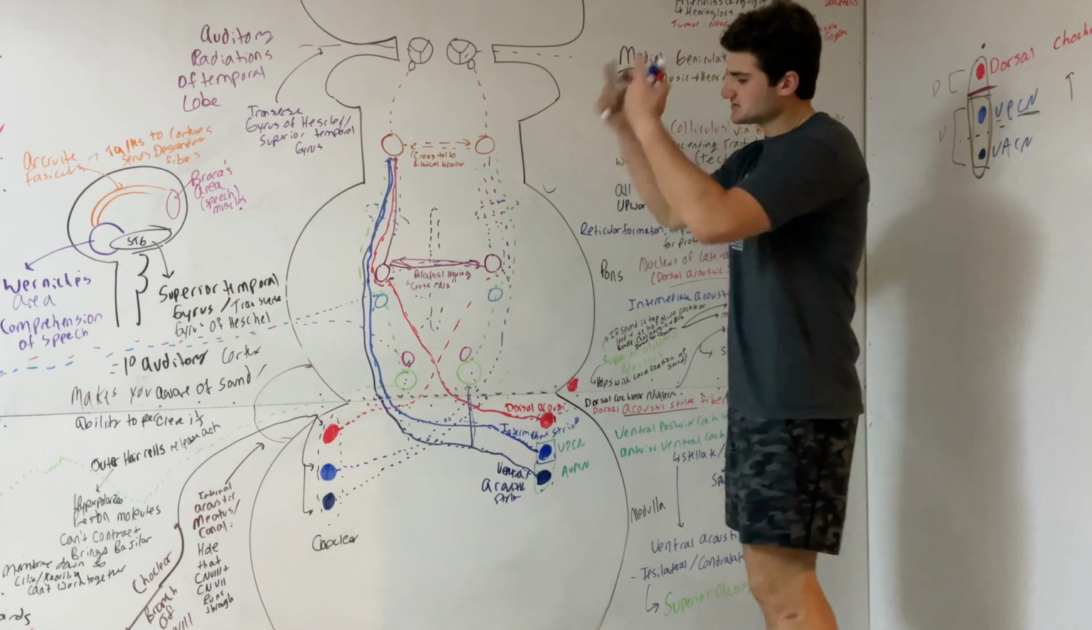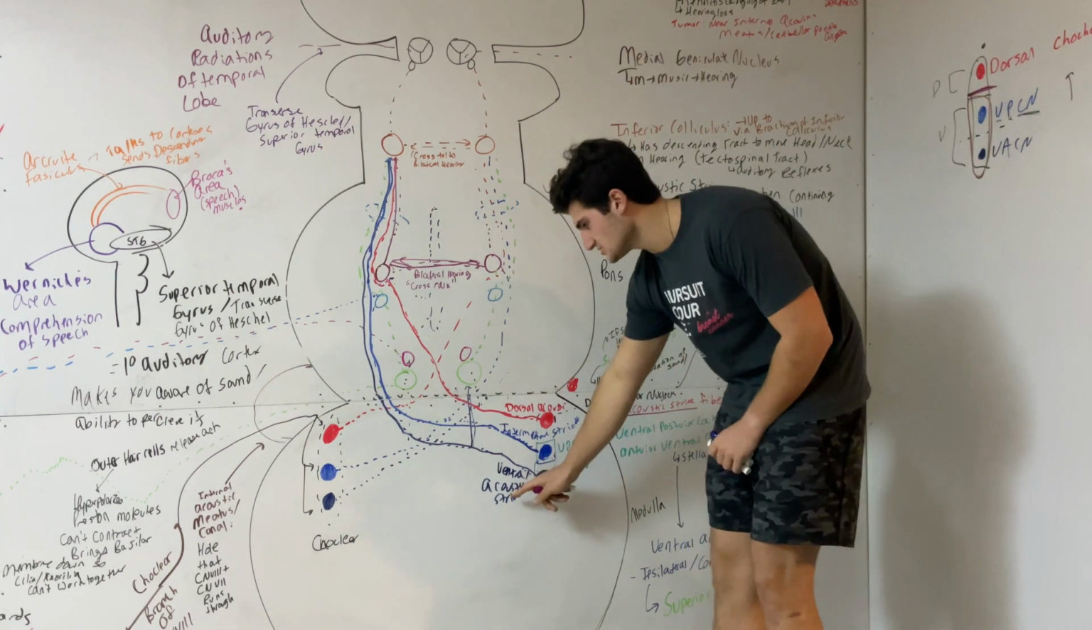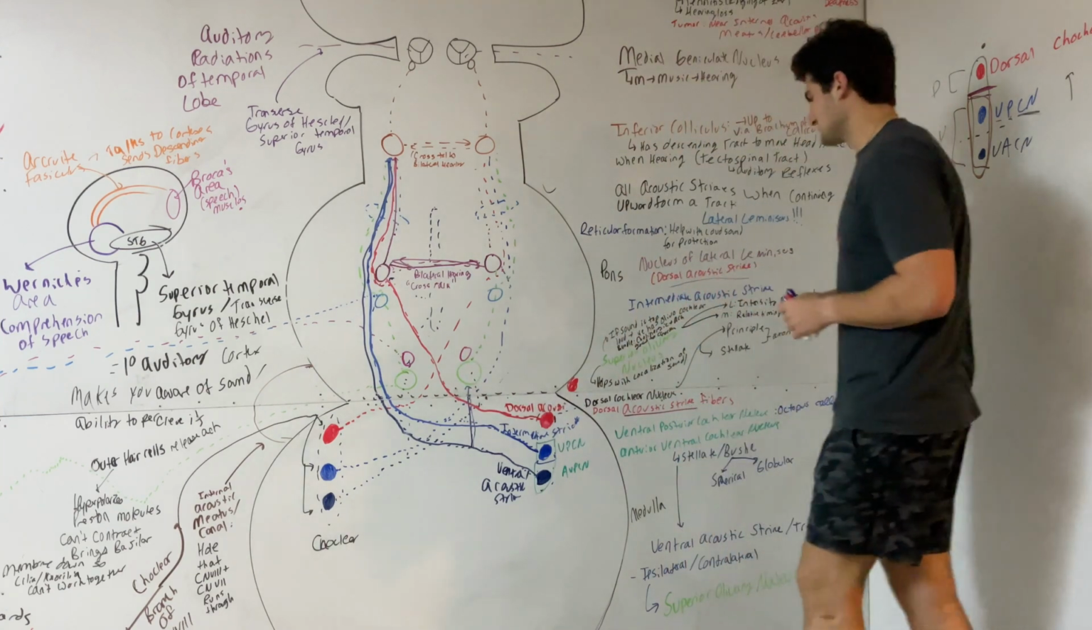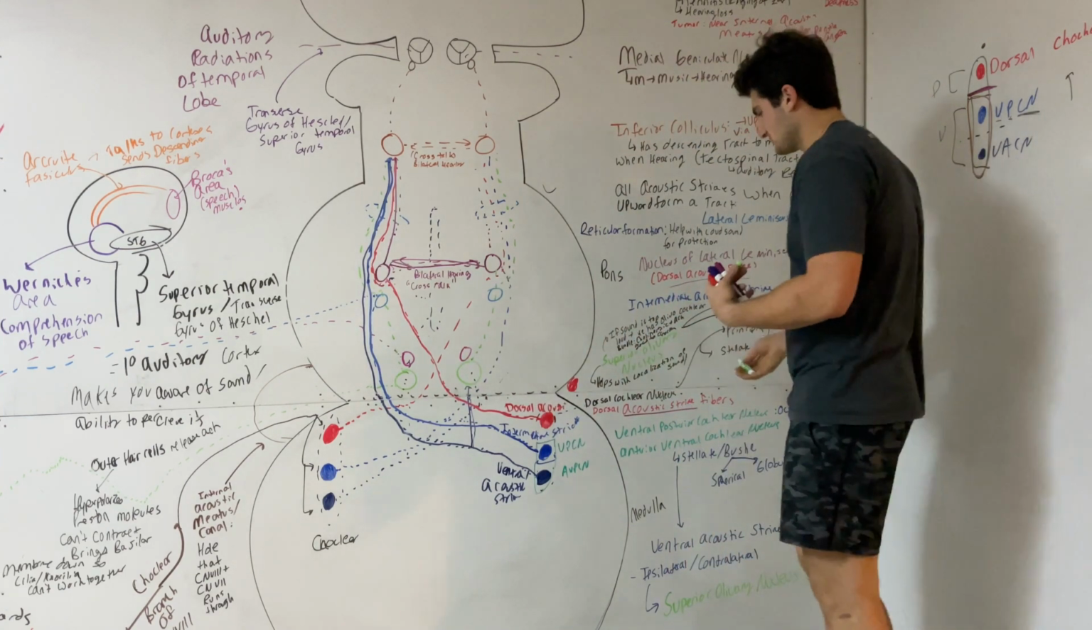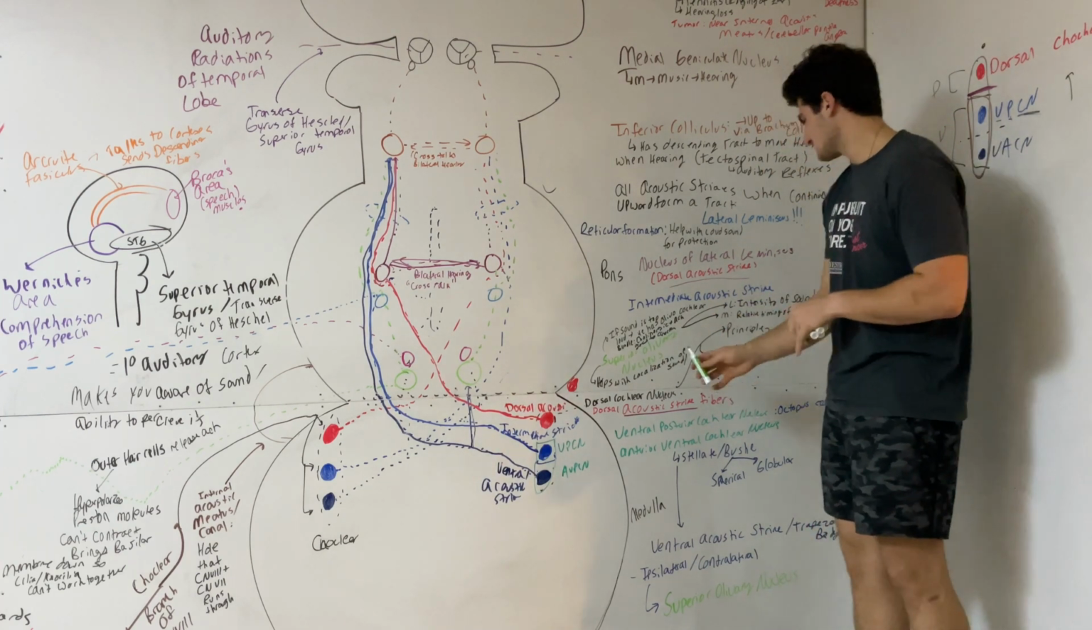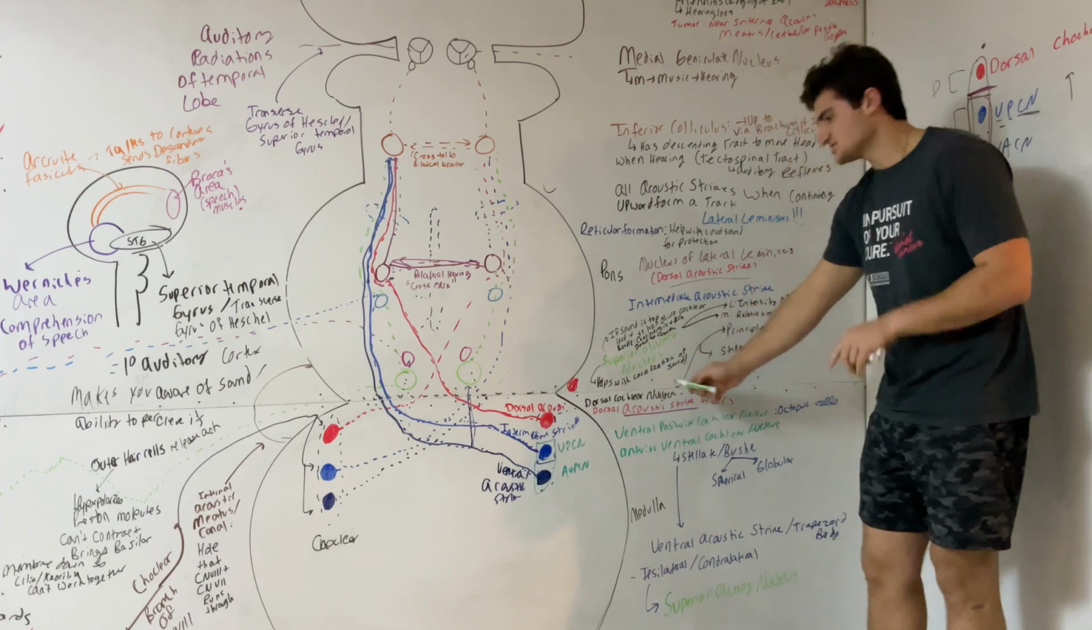Now, if we keep ascending upwards, right? I said the ventral acoustic striae targets these green guys, the olives. What are these olives going to do? Okay, so the superior olivary nucleus, right? It helps with two different things. The first thing it's going to do is help with localization of sound.